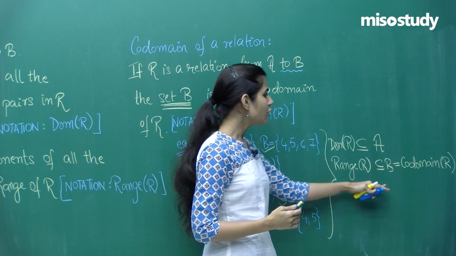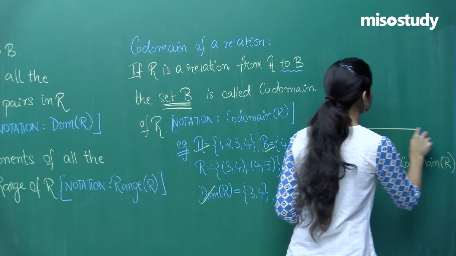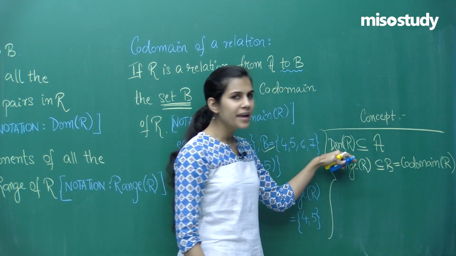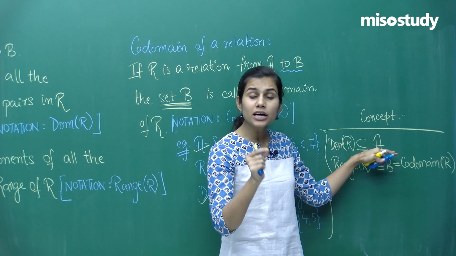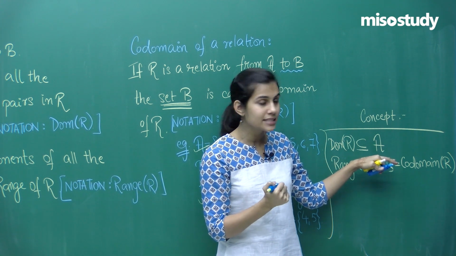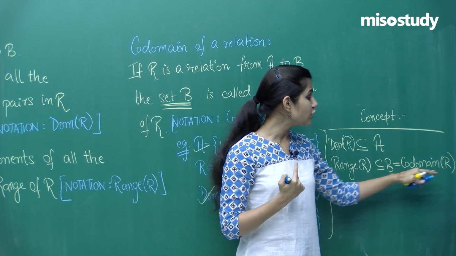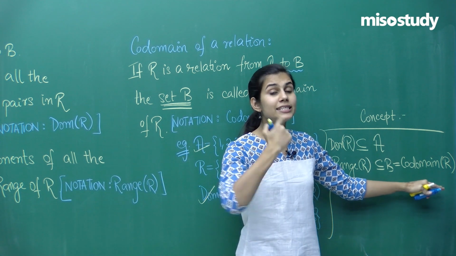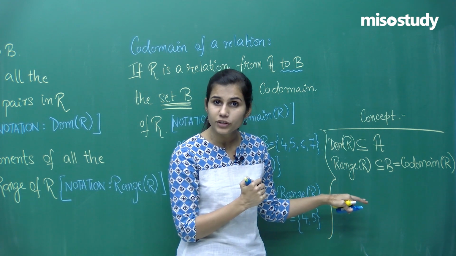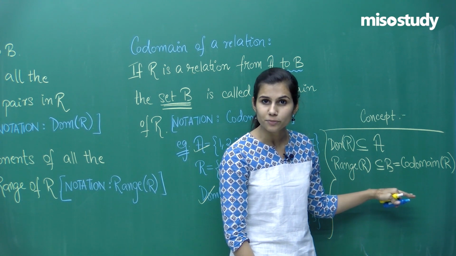This particular thing which we observed from the example is not just restricted to this example, but is in itself a true concept. The domain is always going to be a subset of the first set involved in the Cartesian product, because we are borrowing first components inside the domain from A. And the range is always going to be a subset of the codomain of the relation, which is the second set in the Cartesian product, because in the range we are considering the second components of the ordered pairs, which are always going to come from the set B.